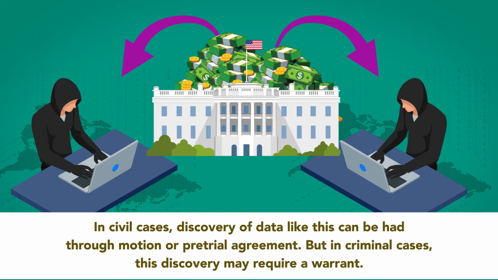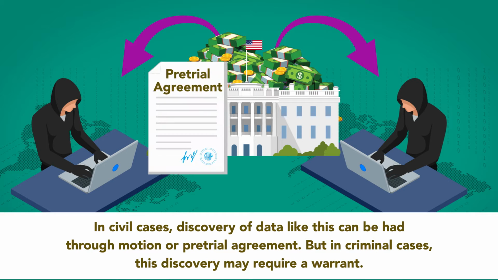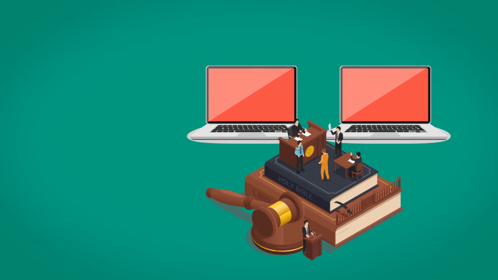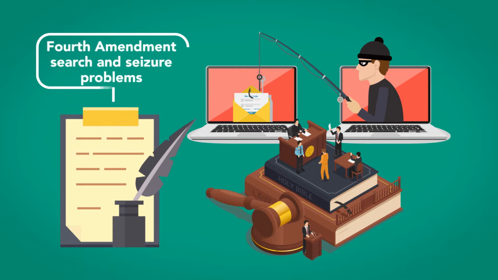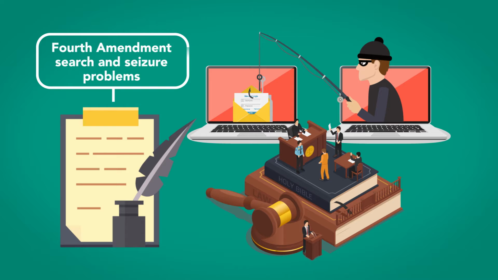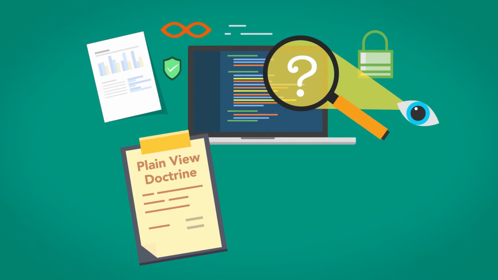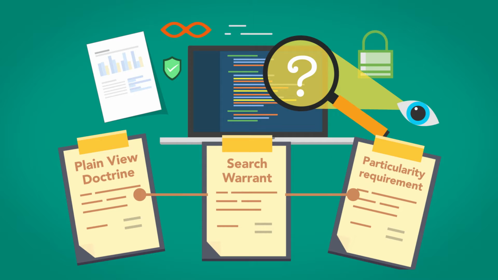In civil cases, discovery of data like this can be had through motion or pretrial agreement, but in criminal cases, this discovery may require a warrant. While ESI in criminal cases is treated procedurally just like any other evidence, how that information is acquired may run into some unique Fourth Amendment search and seizure problems. Cases involving this issue have looked at the plain view doctrine and the particularity requirement for search warrants when, for example, suspects change file names on computers to hide evidence.